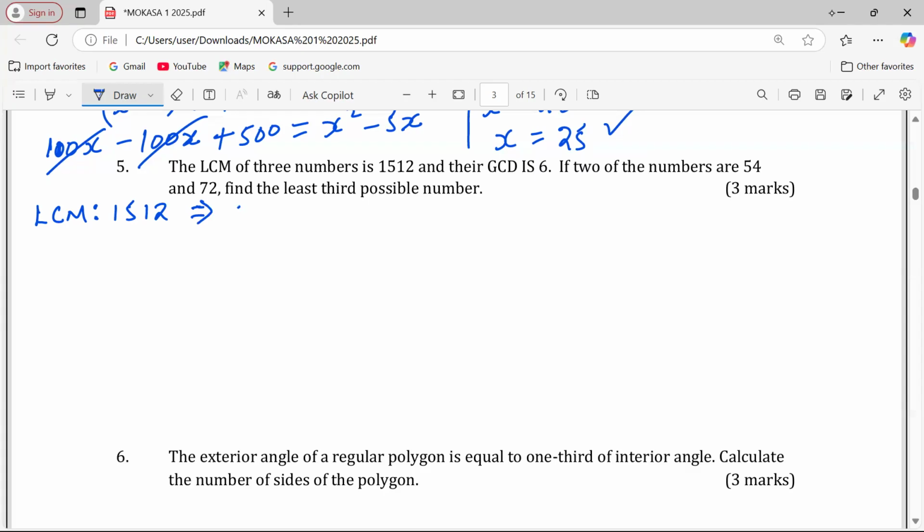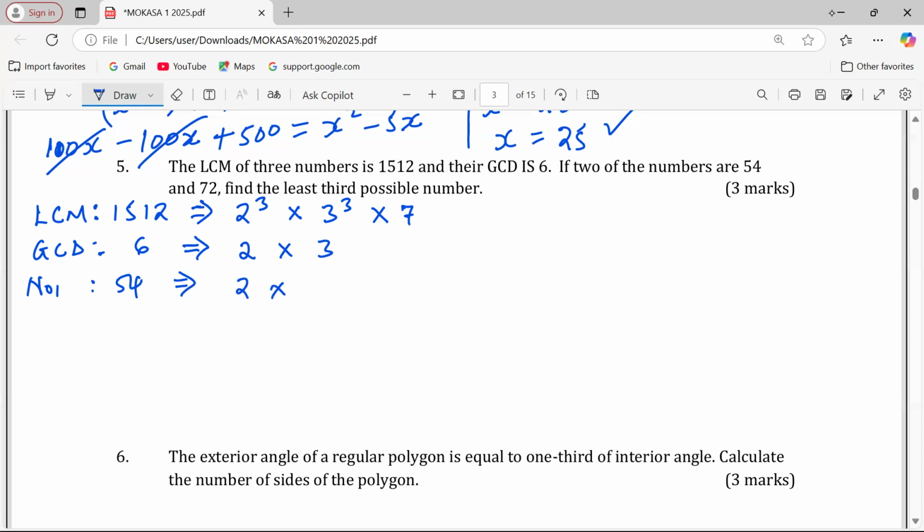That becomes 2 power 3 multiplied by 3 power 3 multiplied by 7 power 1. Then the next number is the GCD, which is 6: 2 power 1, 3 power 1. The next number is the first number, which is 54. When 54 is factorized, it becomes 2 multiplied by 3 power 3.